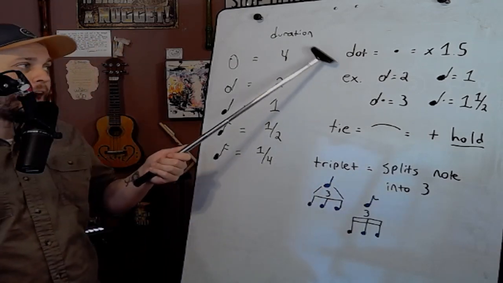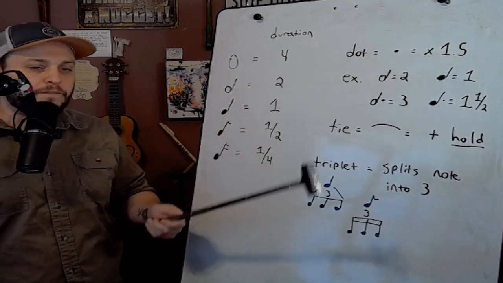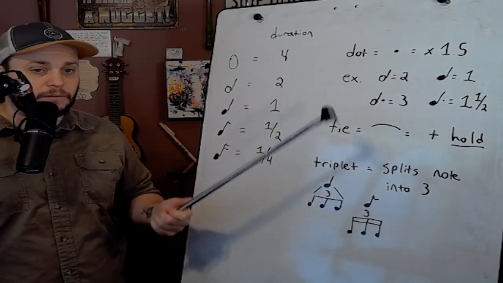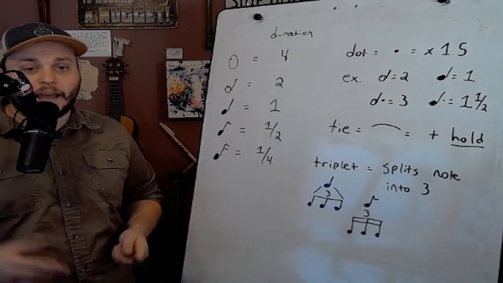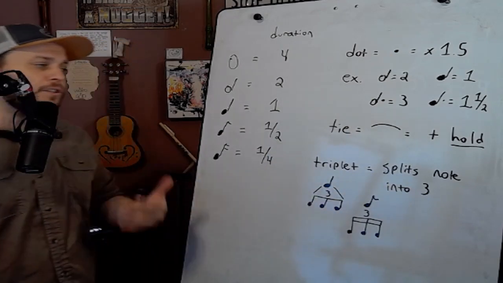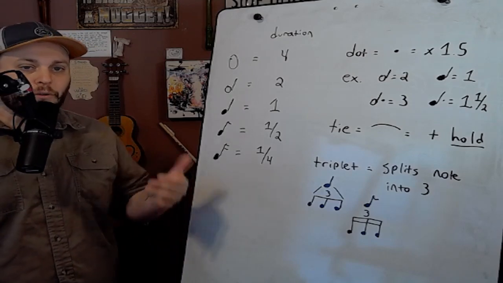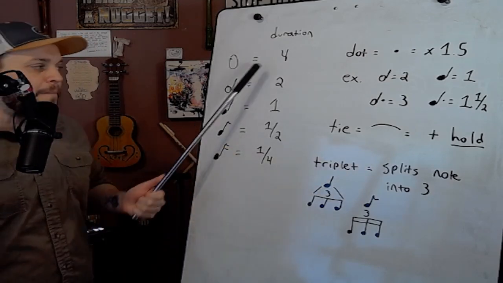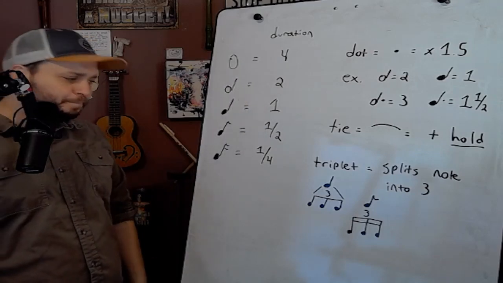So that's a tie. A dot multiplies it by 1.5, it lengthens it. And a tie lengthens for the length of however many notes are tied together. It could be a bunch of beats. But usually what you'll experience is going to be between two and four notes tied together. And it's a simple math equation where you're adding them together.